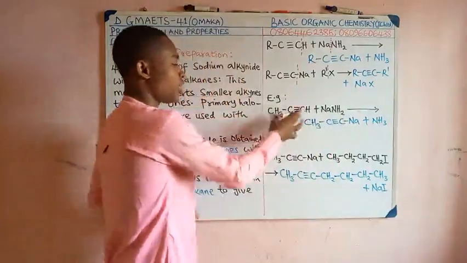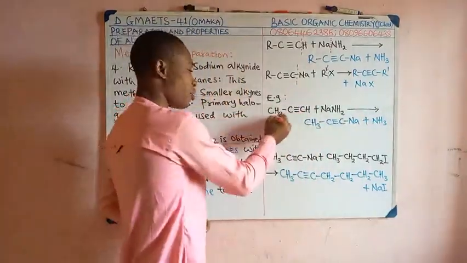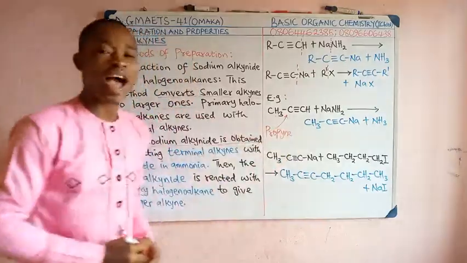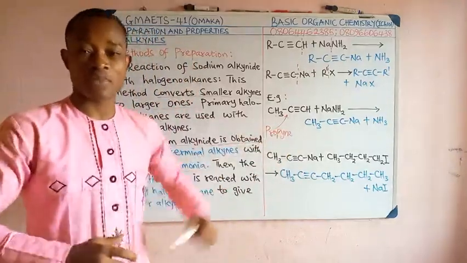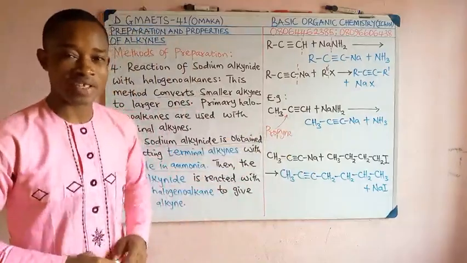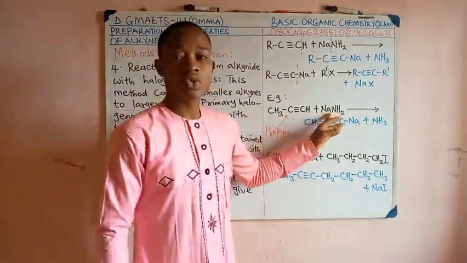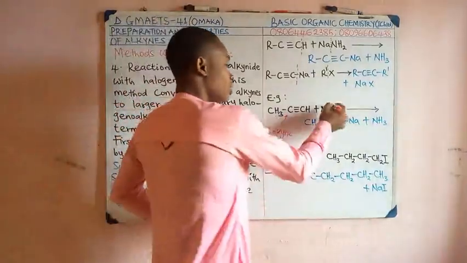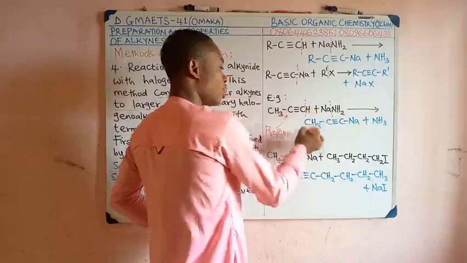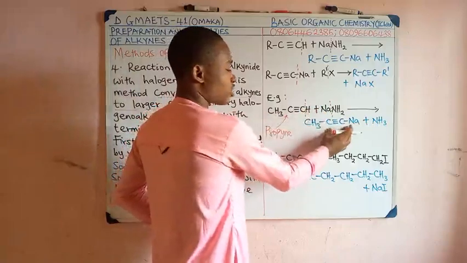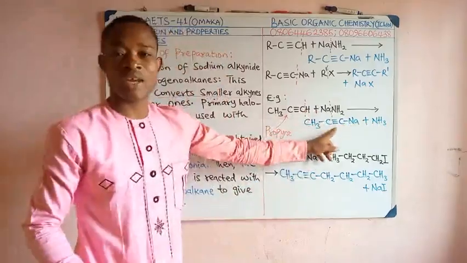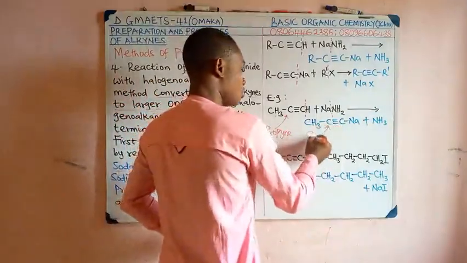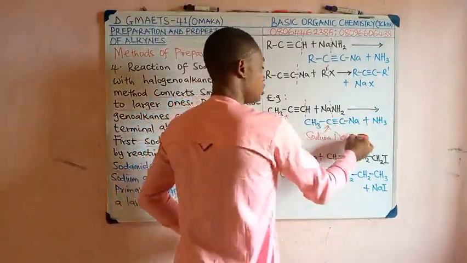This compound is propyne. So we want to see how we would obtain the sodium alkynide from here. In this case, sodium propynide. Is that okay? So we're going to react it with sodamide in ammonia. Reacting this propyne with sodamide, the bond will break here. Sodium will take this position to give us this compound. And this compound is our sodium alkynide. It has the nomenclature sodium propynide. Is that okay? So let me write that. This is sodium propynide. Good.